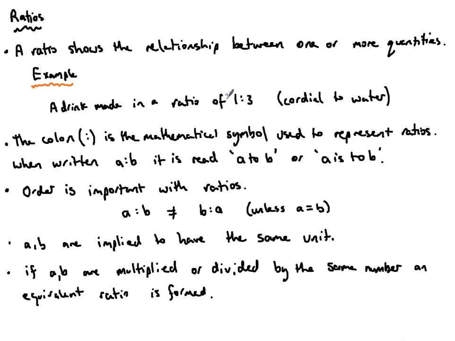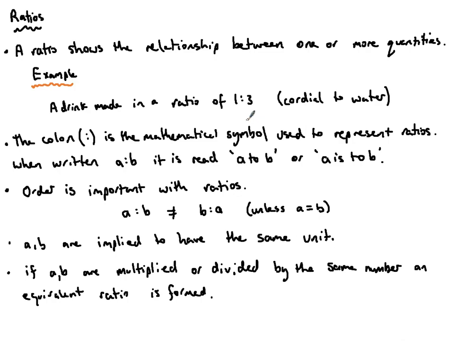Now, in the case of ratios, both sides are assumed to have the same unit. So if I'm using millilitres on this side, I'm using millilitres on that side. If I'm using litres on this side, I'm using litres on that side. We can't mix them up. We can't have millilitres over here and litres over here. We'd have to convert them if that was the case.